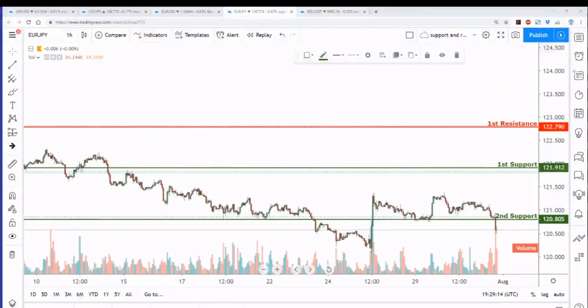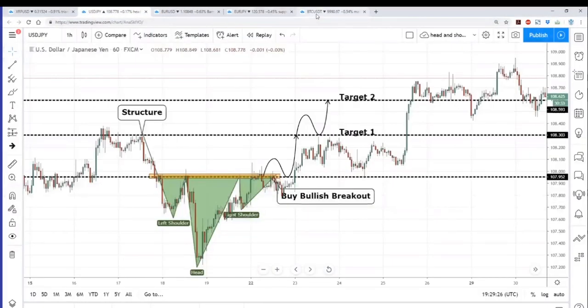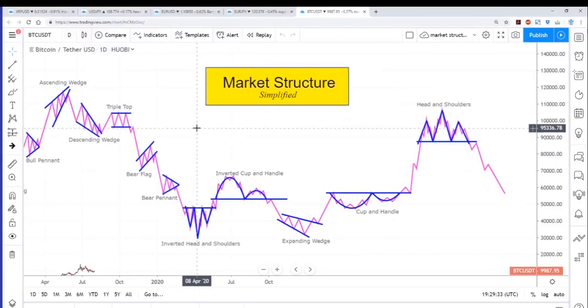Another way of getting support and resistance levels is with what we call chart patterns, which I use in my triple strategy. These are all the different chart patterns, and these patterns give us levels of support and resistance.